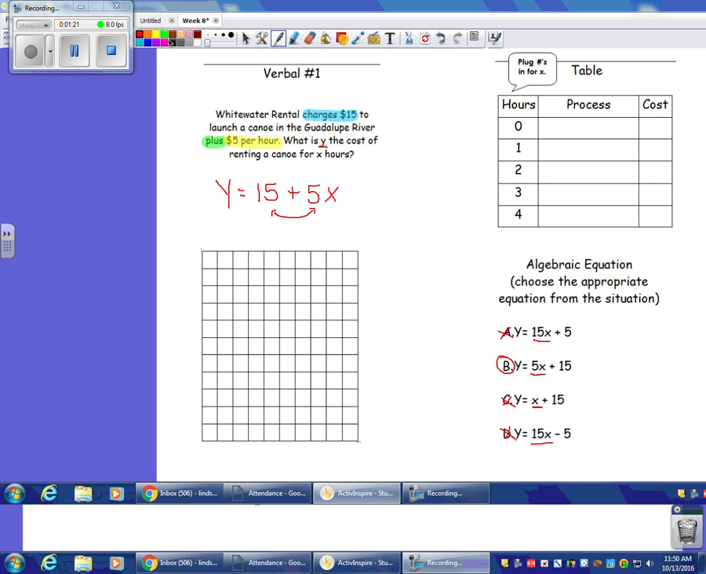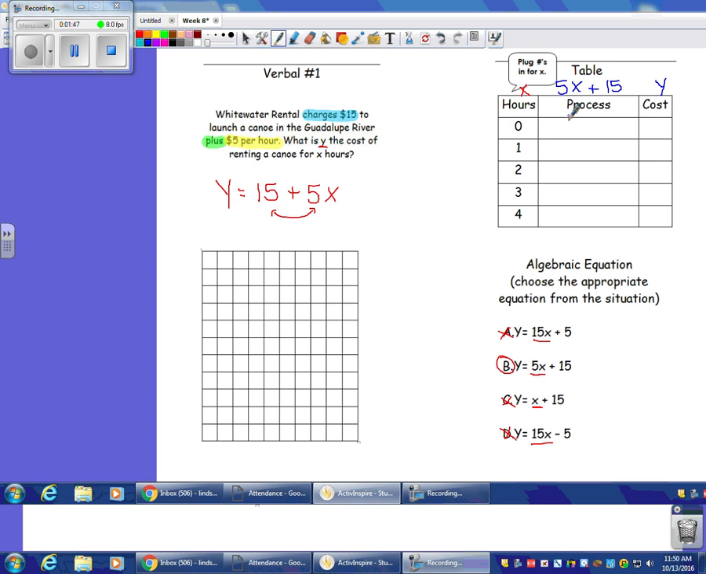So now we are going to fill in this table. It says plug numbers in for x. All of these hours represent our x, and your y is represented by the cost. So over here, we're going to rewrite the equation. We're going to say 5x plus 15. And we're going to plug these numbers in for x.